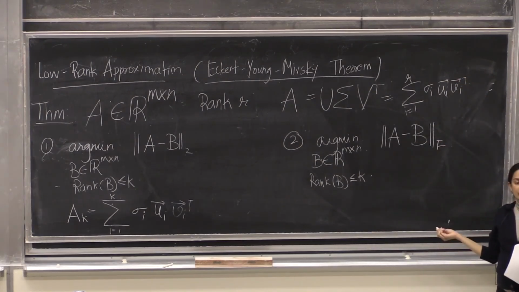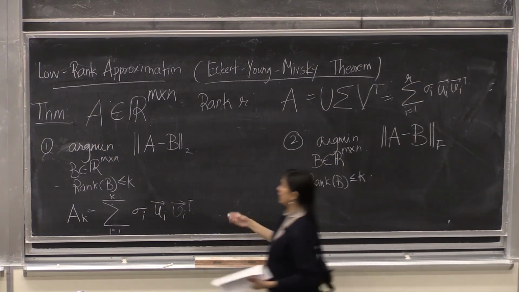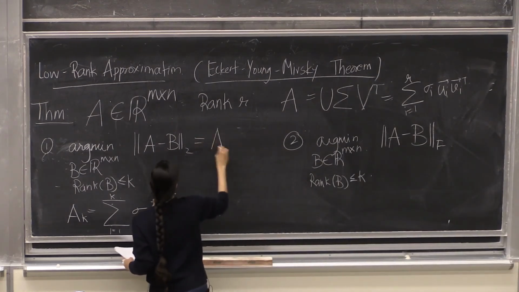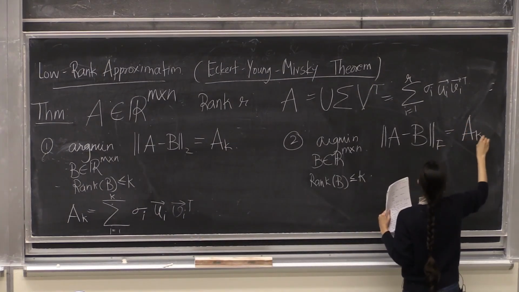So basically, the answer is pretend that a bunch of the singular values are 0. And which ones do you set to 0? The smallest ones. Keep the largest K singular values, and that's your best approximation. That's what this A_K is. Turns out this is equal to A_K, and this is equal to A_K.